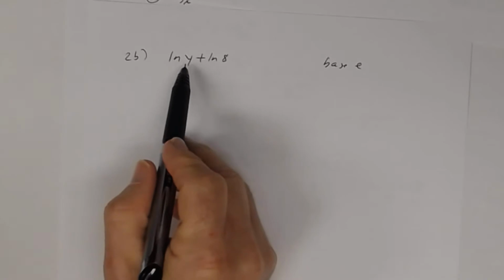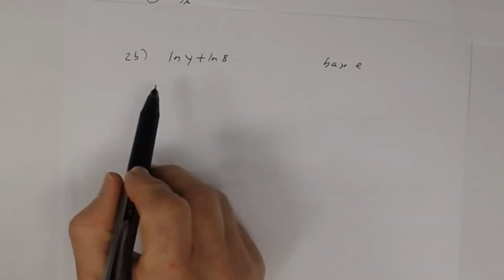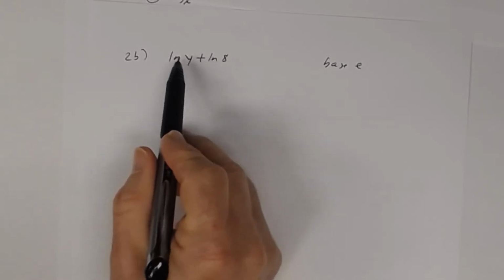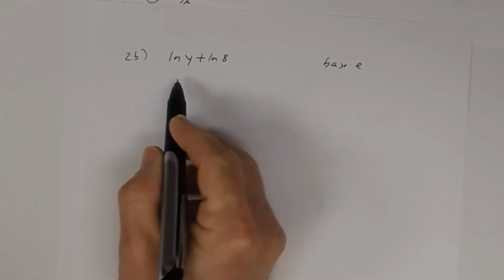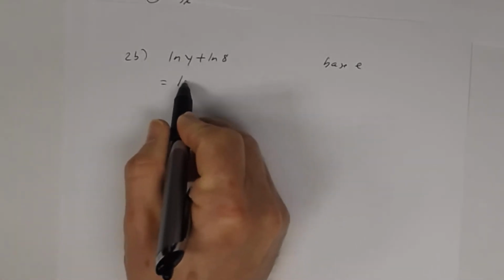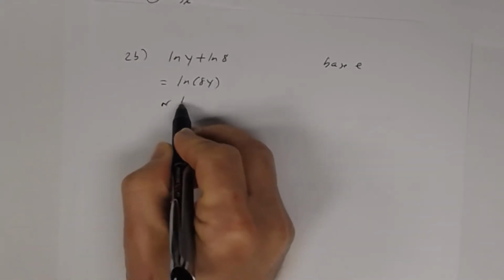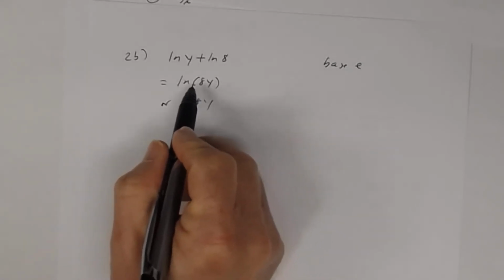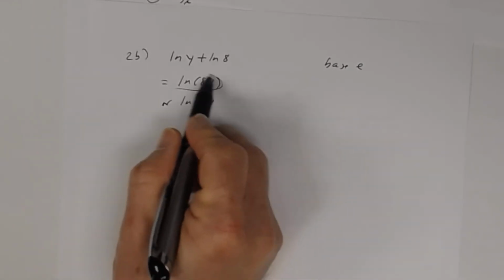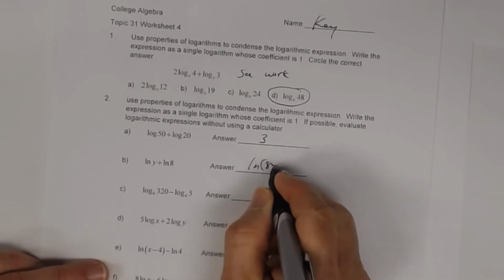Okay, so notice that the coefficients are 1s, right? The bases are the same. They're both base e, but it's a sum. So I'm taking the sum of two logarithms. So now I can write this as a product. So this has become the natural log of 8 times y, or you can write it as natural log of 8y. But since I'm dealing with two factors, I'm going to leave it as the natural log of 8y, and that's all you can do. You cannot simplify that. So this will be the natural log of 8y.